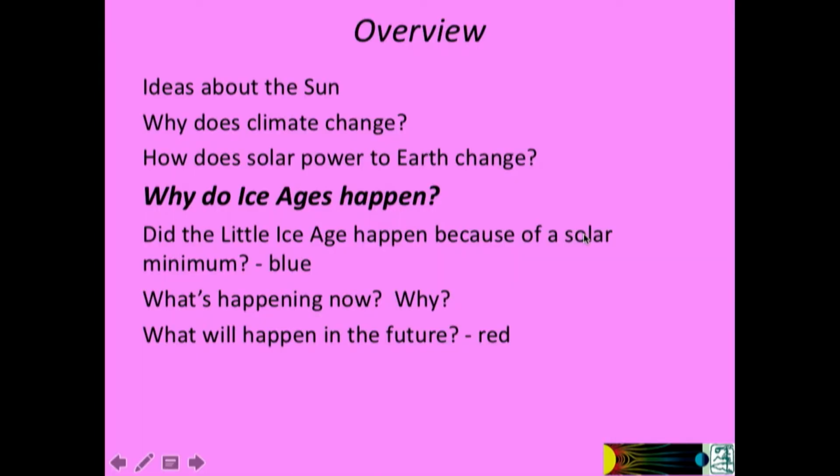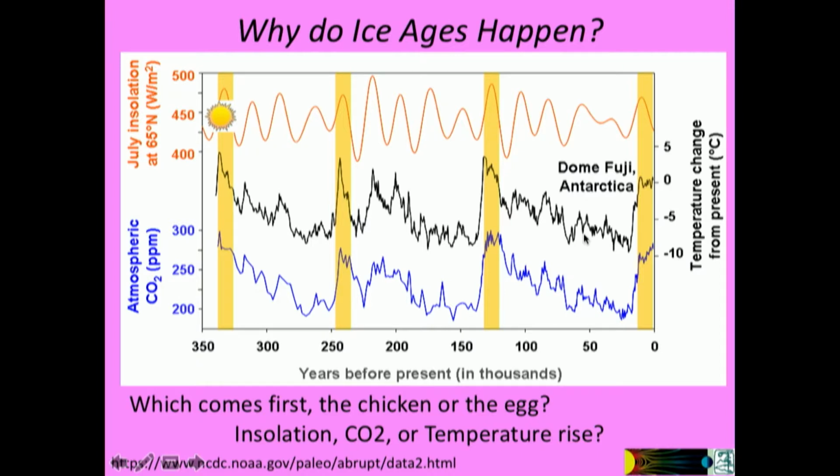So why do ice ages happen? Let's see. Here is the fluctuation in the output of the sun received by the Earth over hundreds of thousands of years due to Earth's motion around the sun. Here is the temperature change, a warm period, glaciation, warm period, glaciation. Here's the CO2. We got kind of a correlation going here. Which comes first, the chicken or the egg?